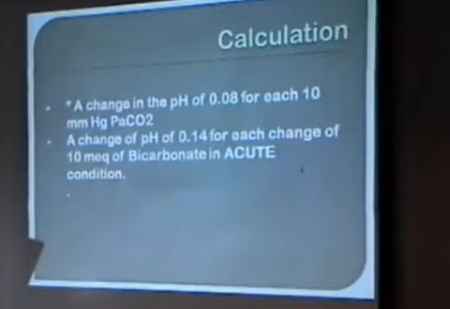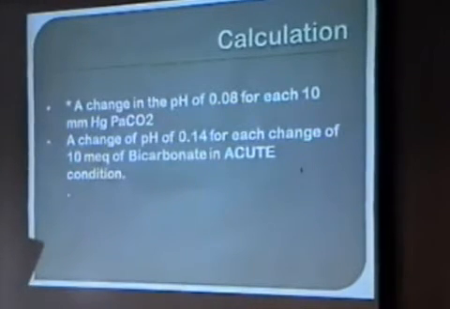Now this is where we'll need your calculator. A change of PCO2 of 10 will result, acutely, in a change of pH of 0.08. This is an acute condition. PCO2 of 10 will change pH by 0.08. If PCO2 goes up, what happens to the pH? It goes down. If the PCO2 goes down, what happens to the pH? It goes up. So they go in opposite directions.